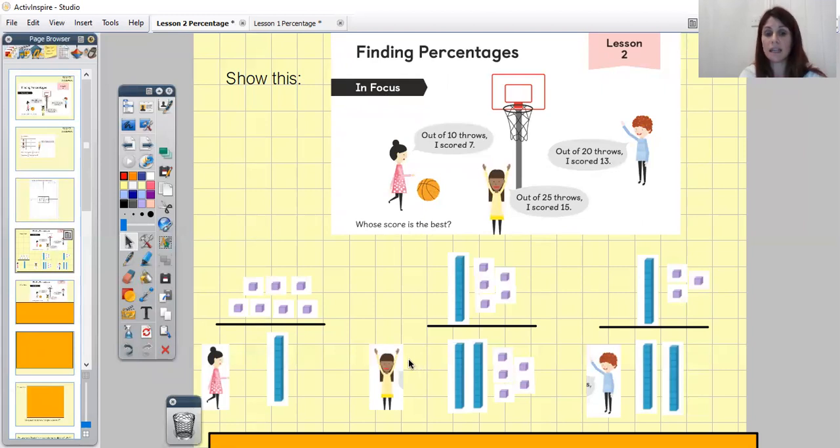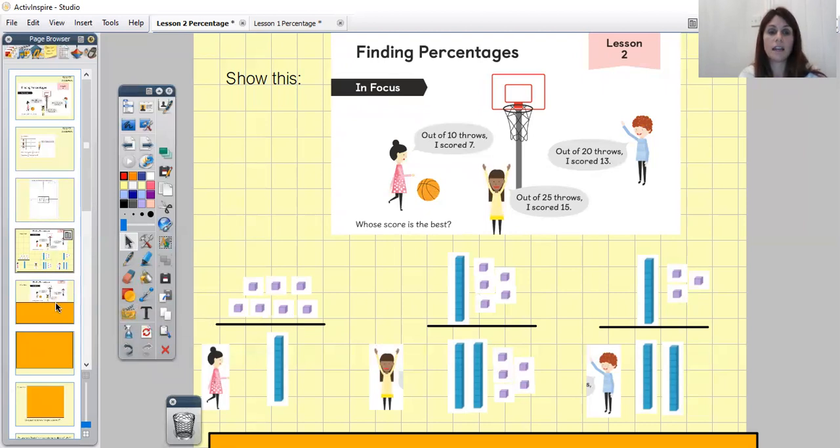I've done similar then with Lulu. Lulu scored 10 and then another 5, so 15 out of 25. And then Elliot scored 13 out of 20. So I've shown it like that, and there's different ways you could show it. But that's how I've chosen it. Like I say, no right or wrong answer.